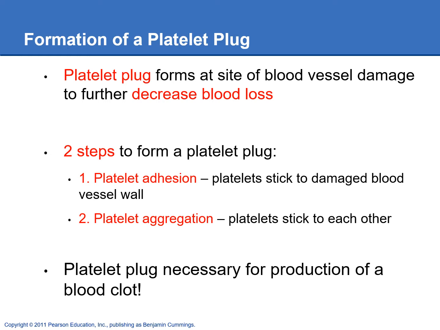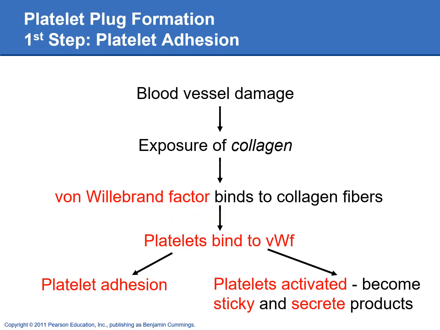The first step is we need the platelets to adhere or stick to the damaged blood vessel wall. And the second step is platelet aggregation, where now we need the platelets to stick to each other. And we need the platelet plug to form in order to form the blood clot in the third step. So let's look at the first step of platelet plug formation, platelet adhesion.